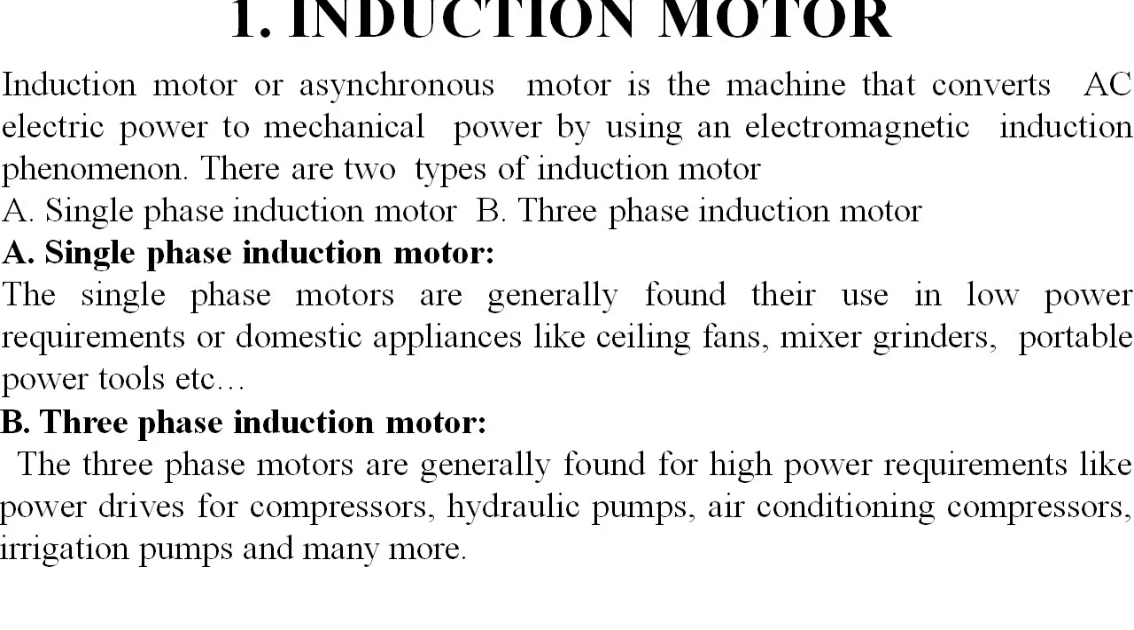Now let us see the types of AC motors. First one is the induction motor. An induction motor, or asynchronous motor, is a machine that converts AC electric power to mechanical power by using the electromagnetic induction phenomenon. There are two types of induction motors. First is the single phase induction motor and second is the 3-phase induction motor.